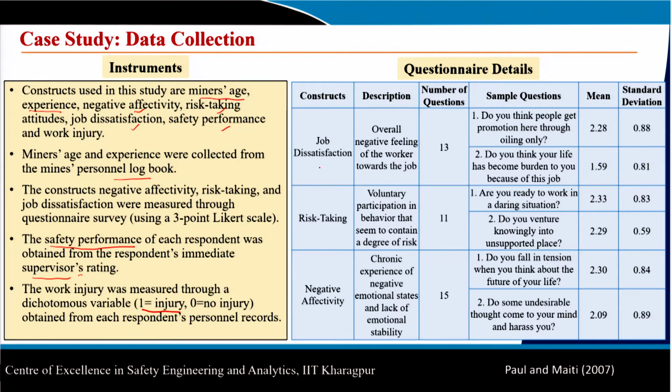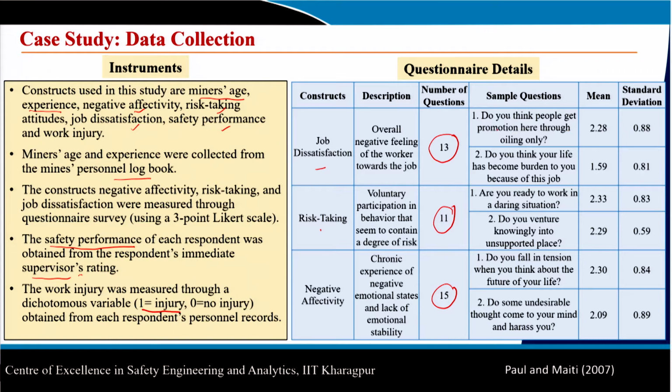Then for job dissatisfaction, we developed 13 questions, risk taking 11 questions, and negative affectivity 15 questions. And what is job dissatisfaction, what is risk taking, what is negative affectivity, these are the descriptions. Job dissatisfaction means overall negative feeling of the worker towards the job. Negative affectivity means chronic experience of negative emotional state and lack of emotional stability. Risk taking means voluntary participation in a behavior that seems to contain a degree of risk.